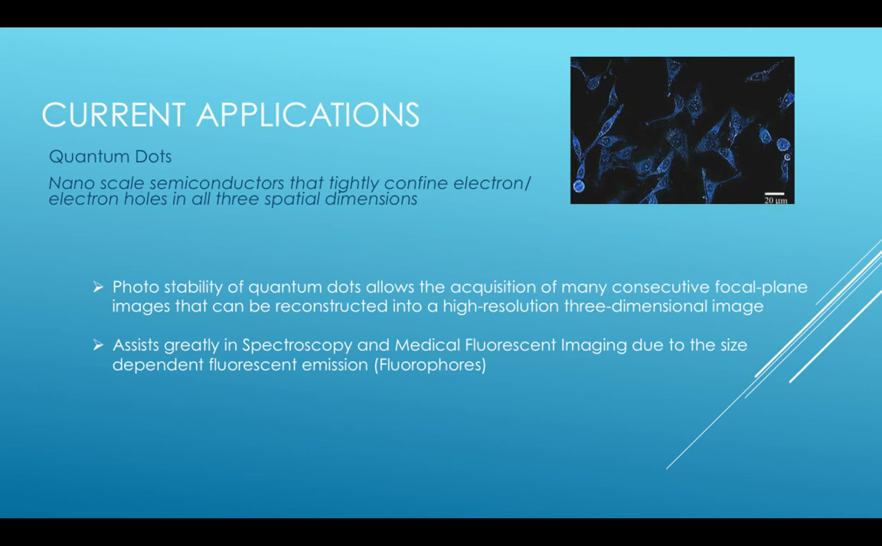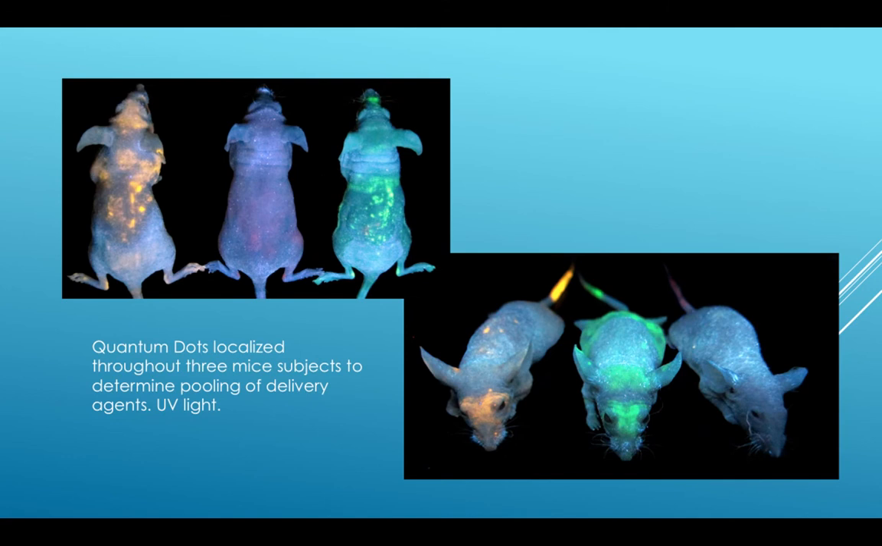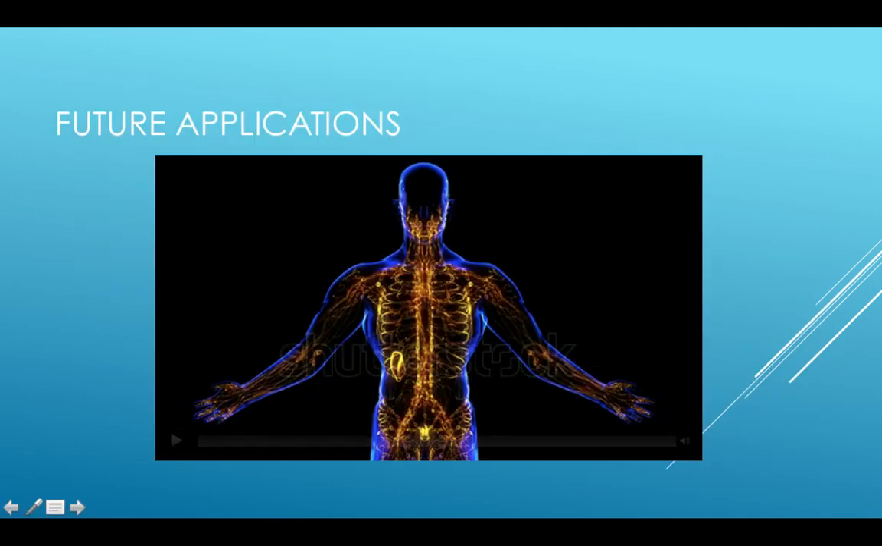Quantum dots are fluorescent semiconductors that have unique optical and electrical properties. The yields of quantum dots have a much greater brightness than any other current fluorescent dye. Quantum dots show a broad range of absorption characteristics with a continuous tunable emission and relatively long fluorescence lifetime. These properties make quantum dots advantageous for medical imaging applications such as cell labeling and cellular trafficking. Photostability of quantum dots allows image data from many consecutive focal planes that can be reconstructed into a high-resolution 3D image. This assists greatly in medical fluorescent imaging due to the size-dependent fluorescence emission of fluorophores.